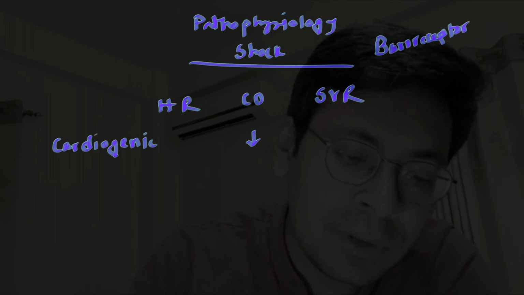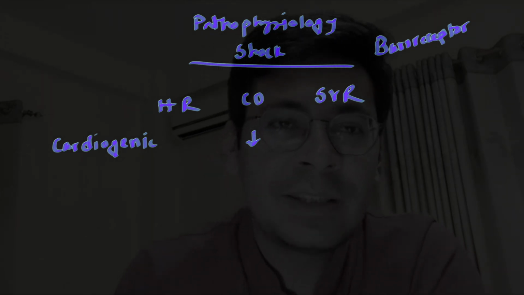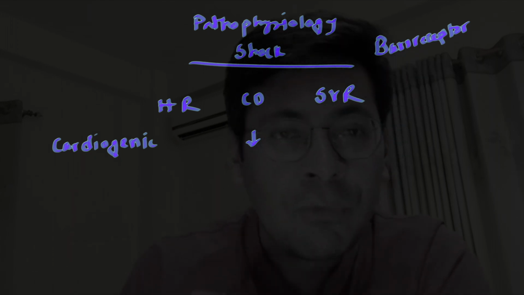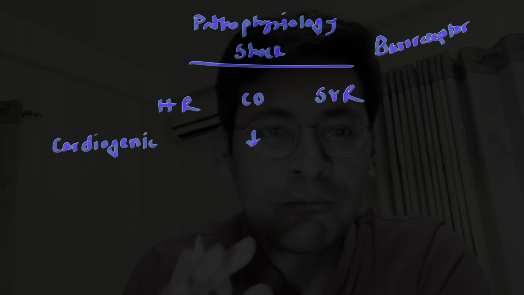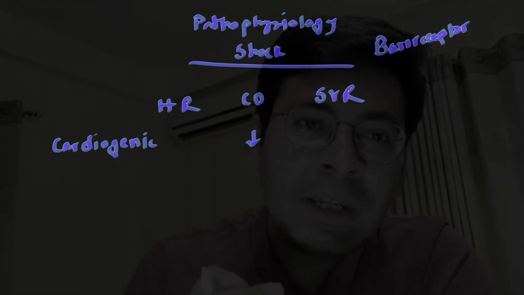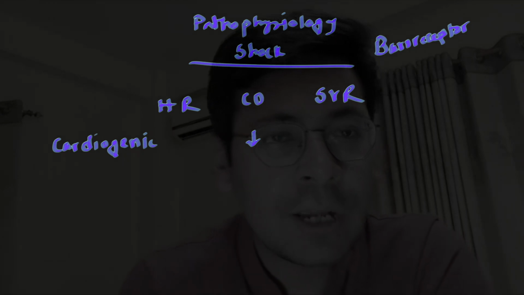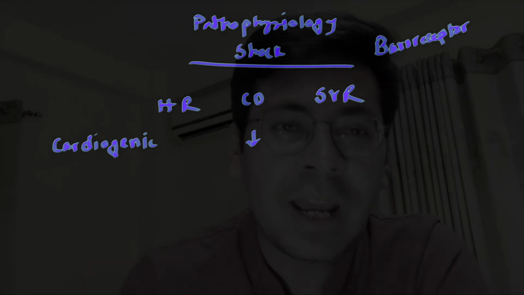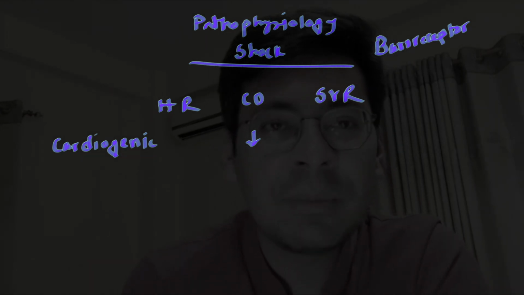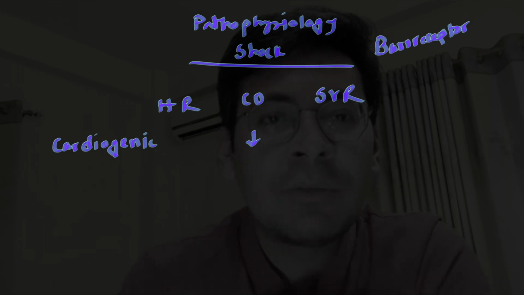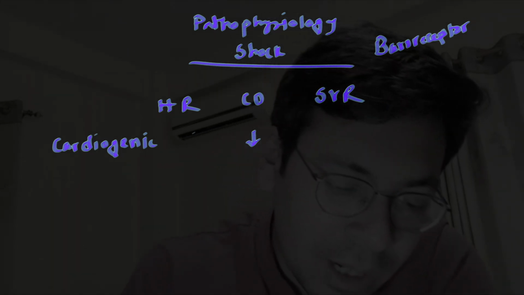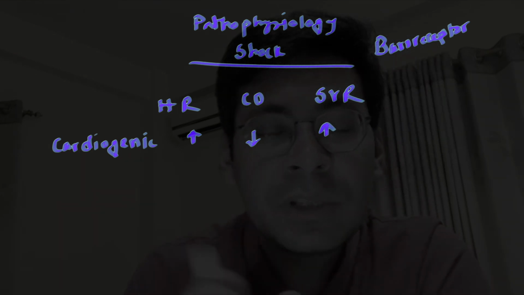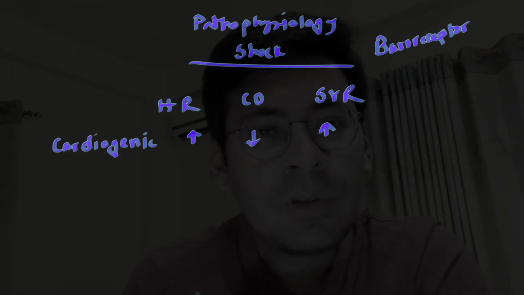And what will happen? Baroreceptors will try to increase our heart rate and force of contraction by activating the sympathetic nervous system. Following cardiogenic shock, our stroke volume decreases, so our cardiac output will decrease, and the baroreceptors will try to increase the blood pressure by activating the sympathetic nervous system. So our heart rate will increase, and our systemic vascular resistance will also increase, because there will be widespread vasoconstriction. So this is the pathophysiology of cardiogenic shock.